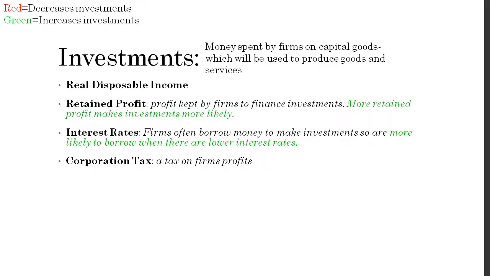Corporation tax also affects a firm's likelihood to invest. This is a tax on firms' profits. So if the government decided to decrease corporation tax, this may mean firms have more real disposable income and are more likely to invest.